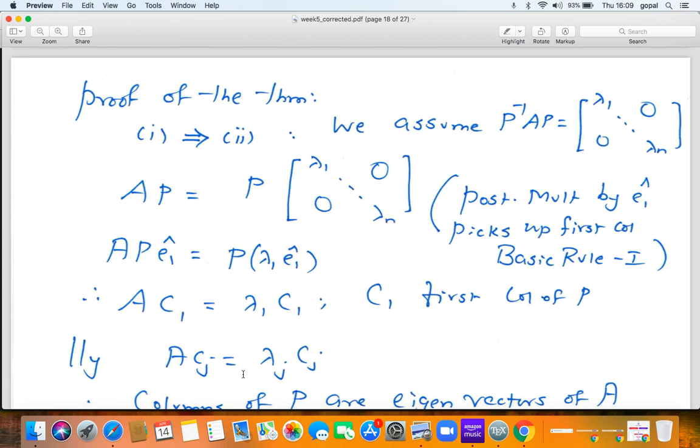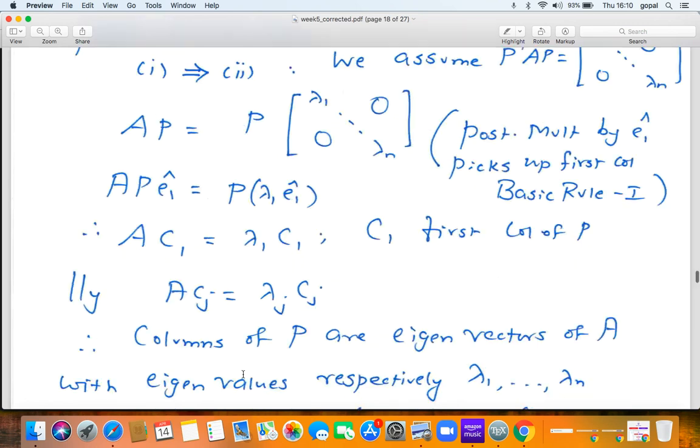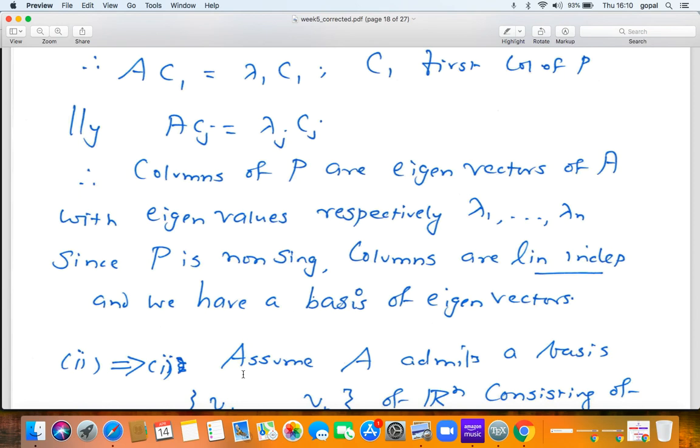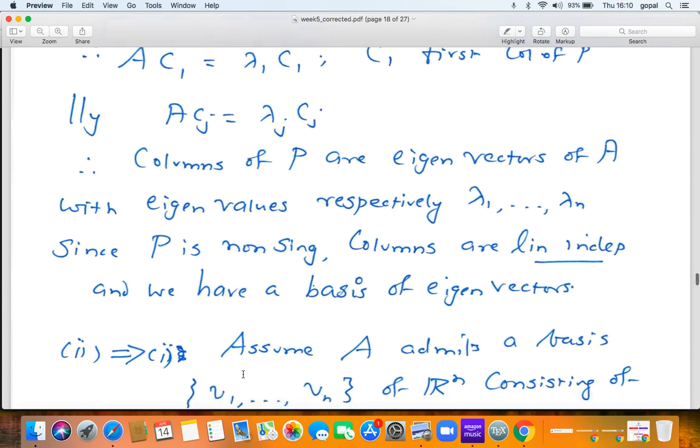Similarly, the second column of P will be an eigenvector of A with eigenvalue lambda 2. And the third column of P will be an eigenvector of A with eigenvalue lambda 3, and so on and so forth. But the columns of P are linearly independent because P is invertible. And so I have n linearly independent eigenvectors of A. And the eigenvalues are exactly lambda 1, lambda 2, lambda n, and the job is done. So 1 implies 2 is done. Now let us prove that 2 implies 1.